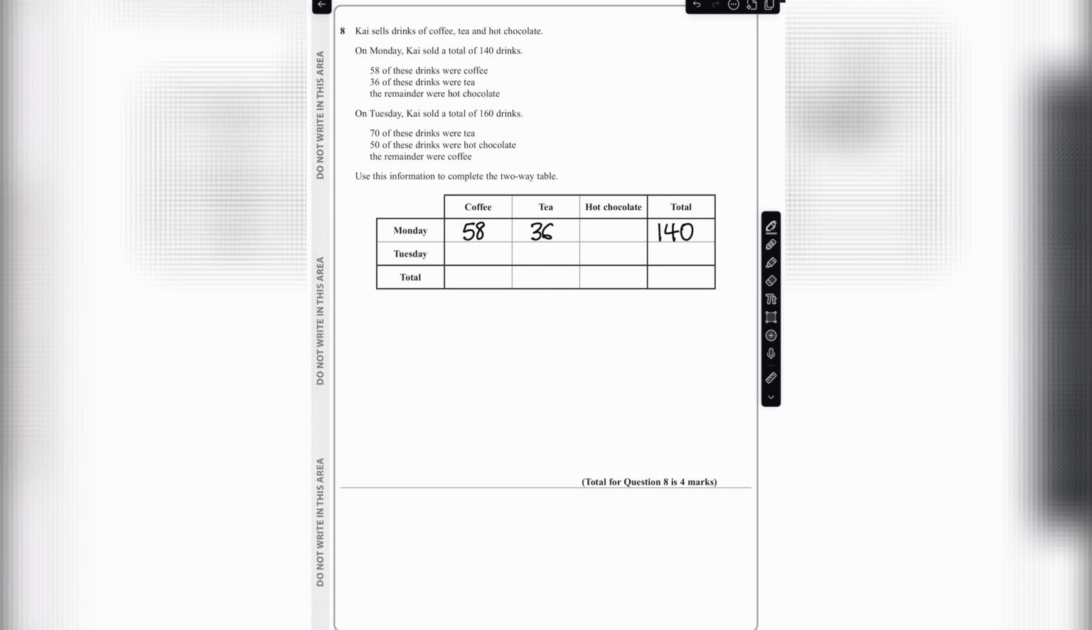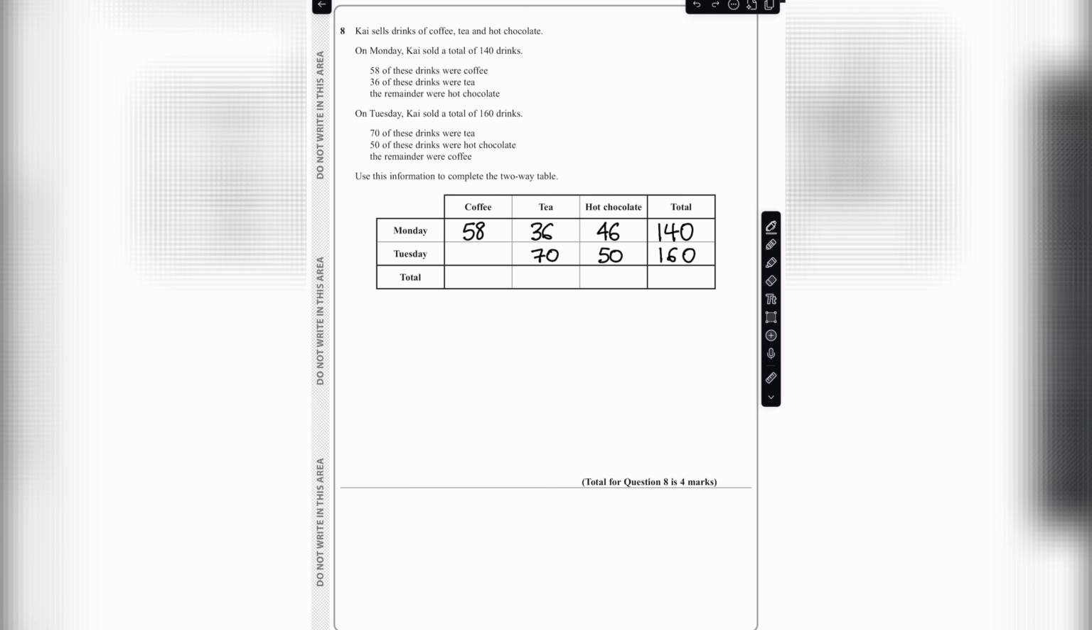So in order to determine the number of hot chocolate drinks he sold, we need to add 58 and 36 and subtract that answer from 140, and that gives us a value of 46. And on Tuesday, he sold a total of 160 drinks. So we can put 160 here, and 70 of these drinks were tea, so 70 goes here. 50 of these drinks were hot chocolate, so 50 goes here.